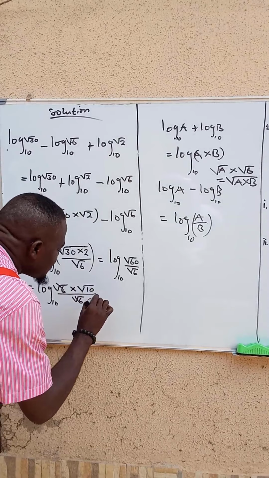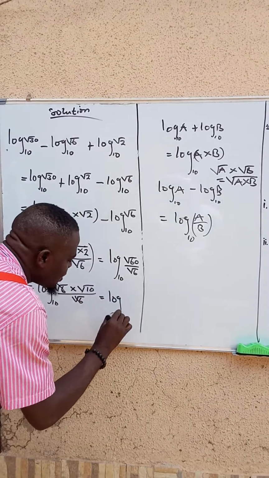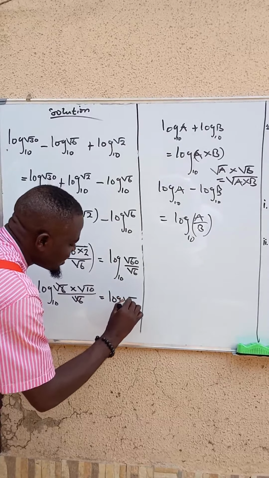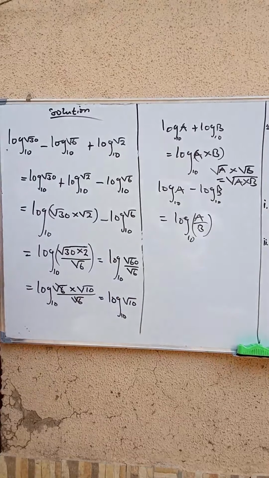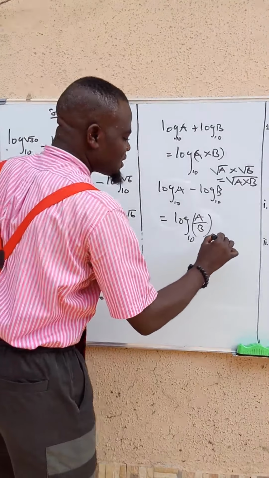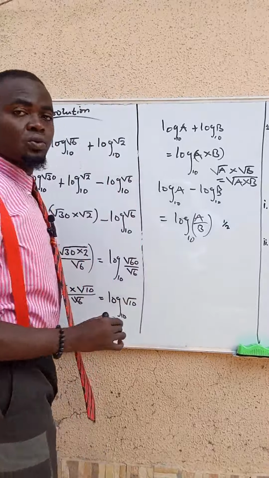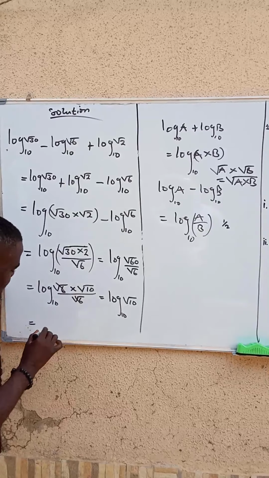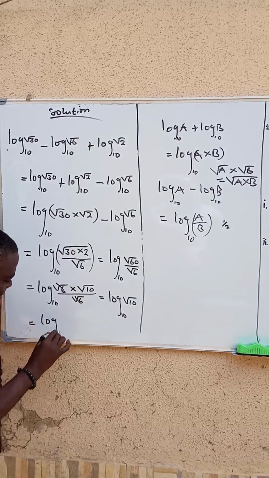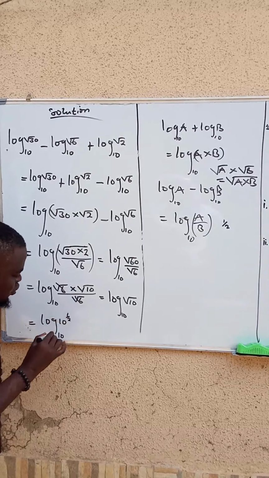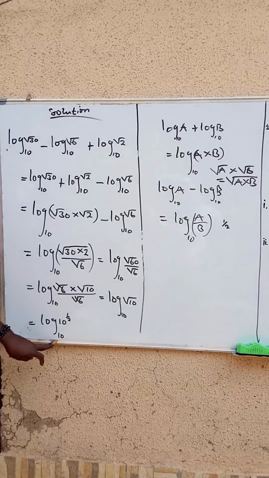So this will now give me what? Log root 10 base 10. Now, if I have this thing here, remember that root is the same thing as power 1 over 2. So this will now be equal to log 10 raised to the power of 1 over 2 base 10.